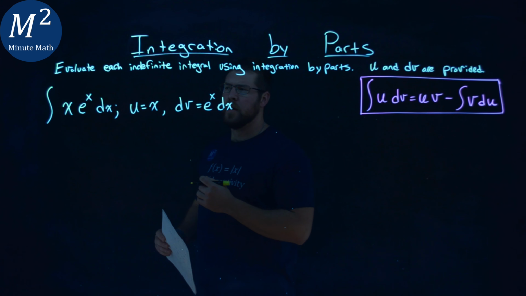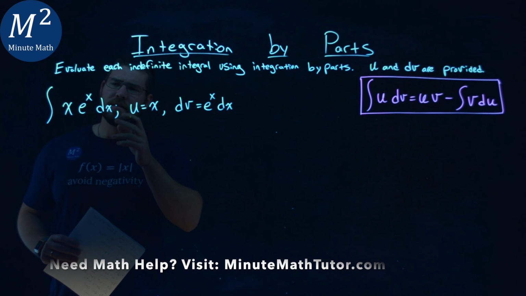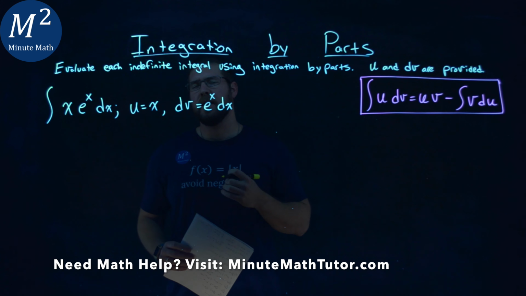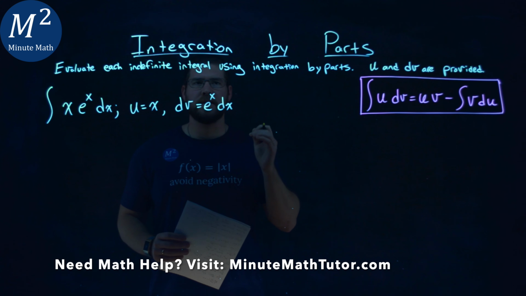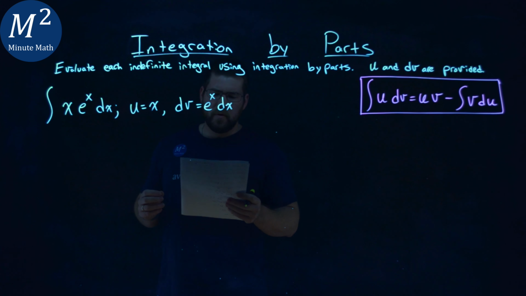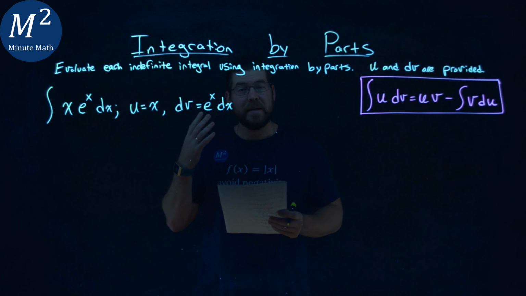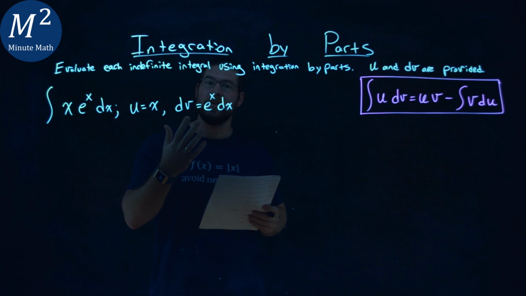We're given this problem right here, the integral of x e to the x dx, and we're given the u value of x and a dv value of e to the x dx, and we want to evaluate this indefinite integral. Now, one thing that's nice, they already gave us our u and dv. So we need to find our du and v.